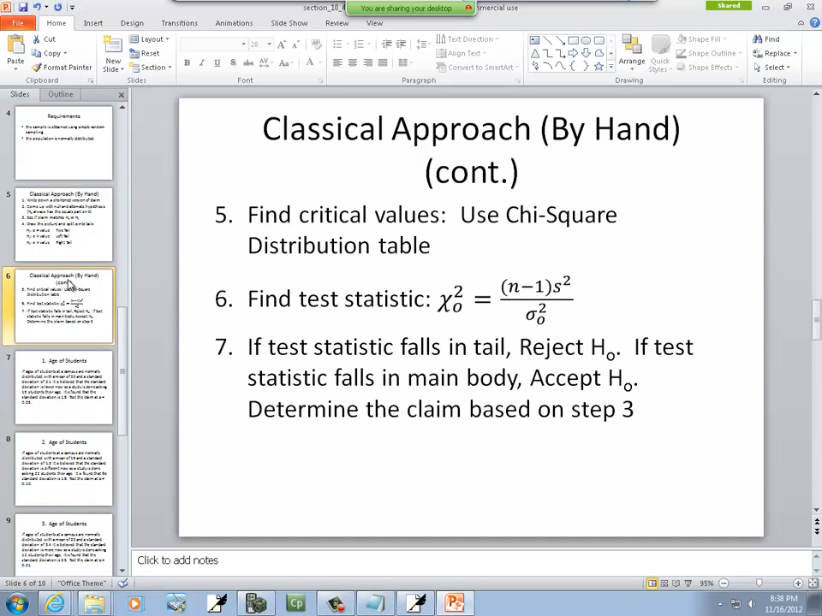We'll find the critical values, and we'll do that using the chi-square distribution table. And then we'll find the test statistic. Now, I don't really like all these nots on here. It kind of gets confusing, I think, for students. But this is just the test statistic. This sigma squared, sigma naught, is referring to a number off of our claim, and we'll see that. If the test statistic falls in the tail, reject H0. If the test statistic falls in the main body, accept H0. And determine the claim based on step 3.